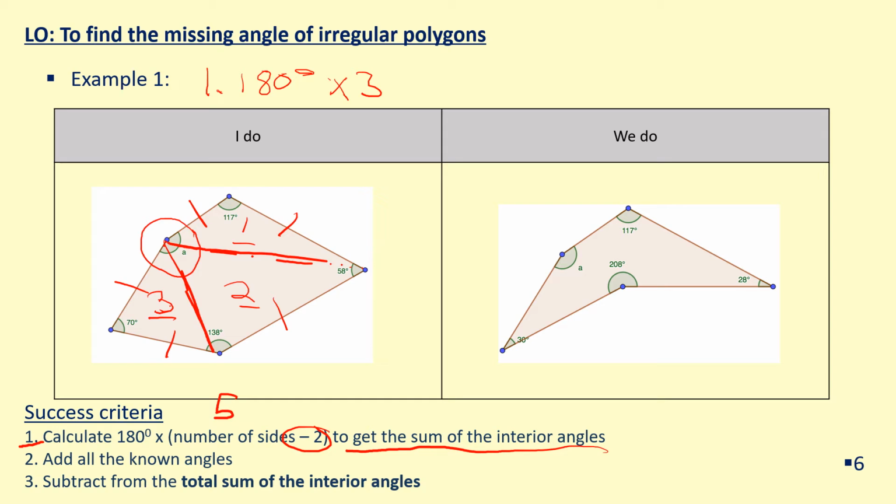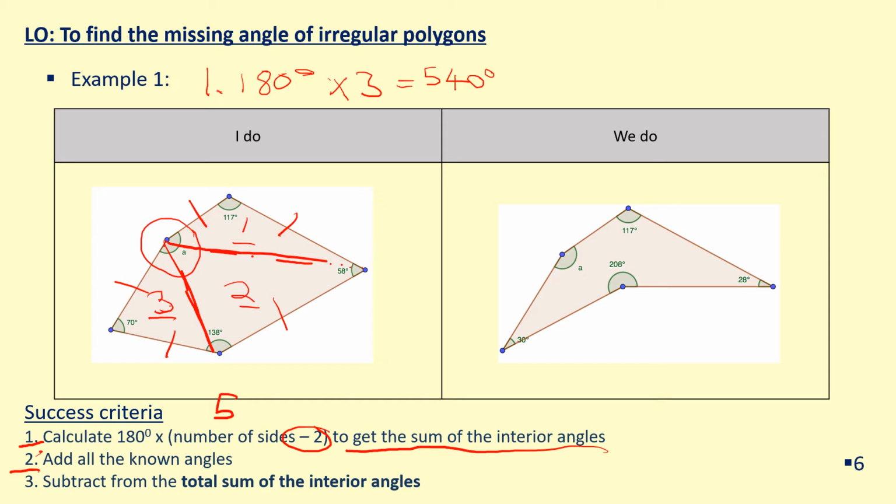That is going to leave us with 540 degrees. Now we look at step 2, and this is where it gets even simpler for us. Add all the known angles.